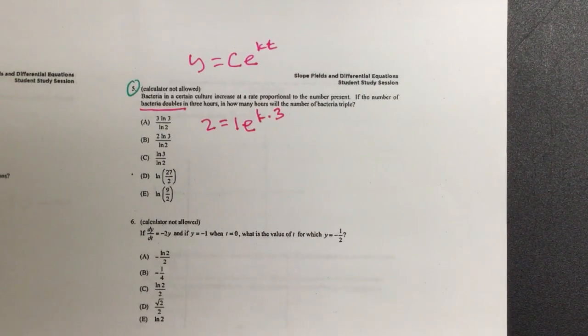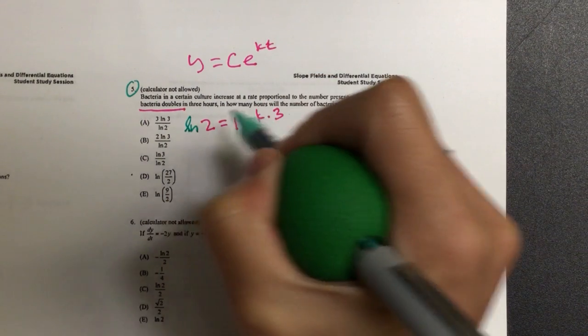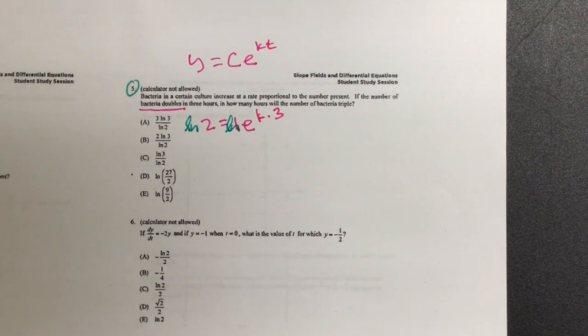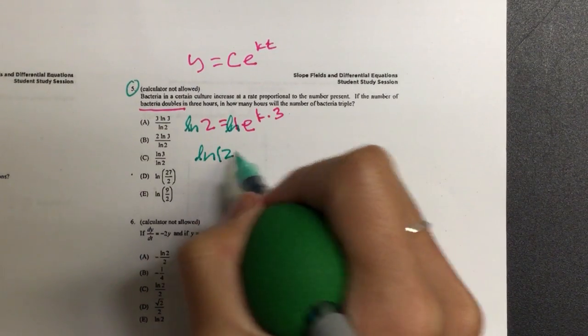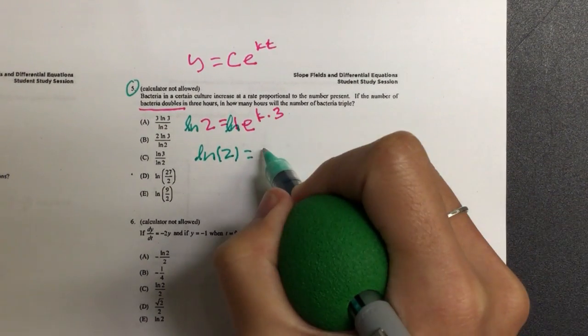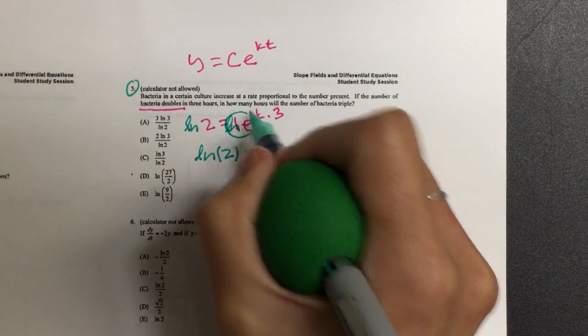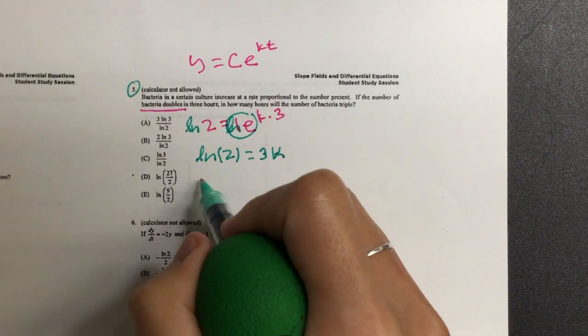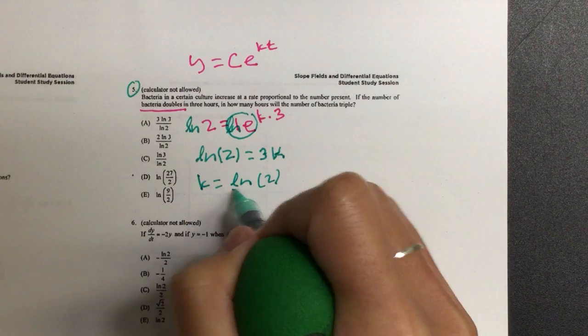Now, since our variable is in the power, what should I do on both sides? Natural log on both sides. Because what the natural log does is it allows us to bring the power to the front. So when I do, we get natural log of 2, I'm going to put that in parentheses, is equal to 3k. Because we know natural log of e is 1. So then our k value is natural log of 2 divided by 3.